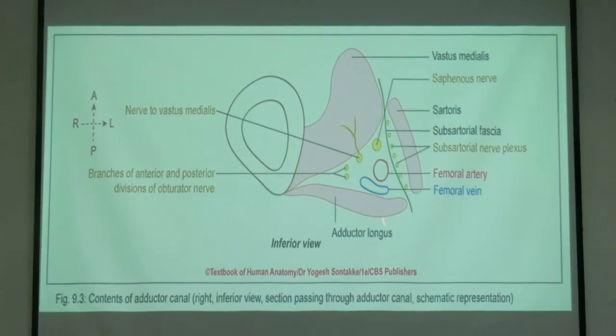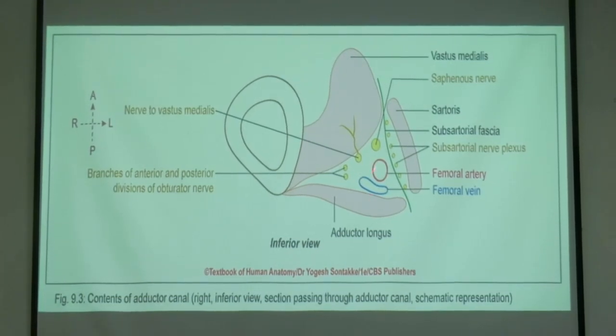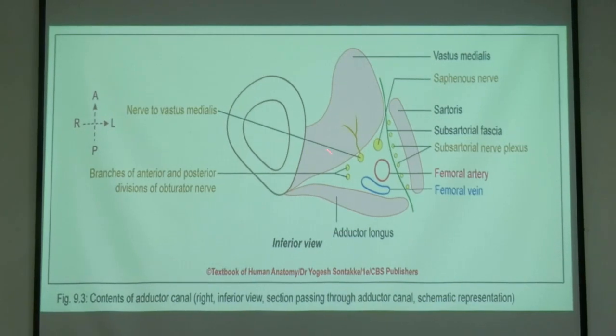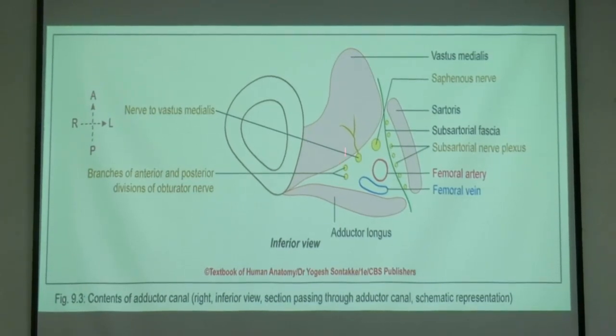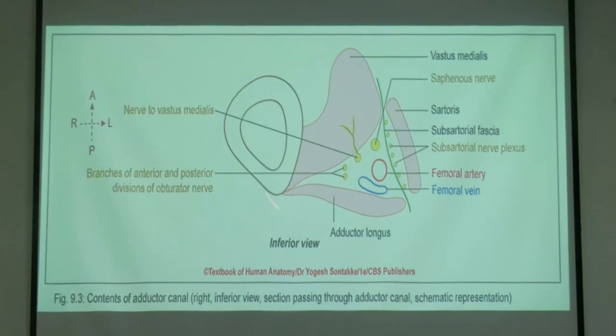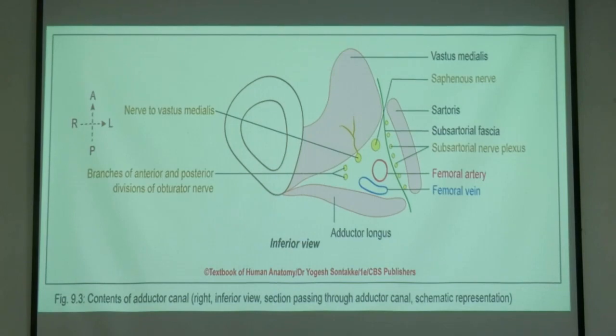And these are the contents: femoral artery, femoral vein, saphenous nerve, nerve to vastus medialis. See, it is entering into the vastus medialis, and these are the two divisions, anterior and posterior divisions of the obturator nerve, okay. So these are the contents of the adductor canal. All these contents you have to see, okay.